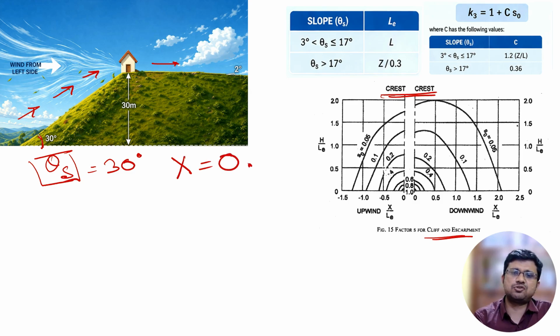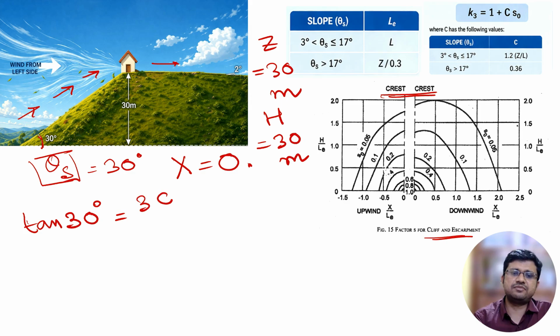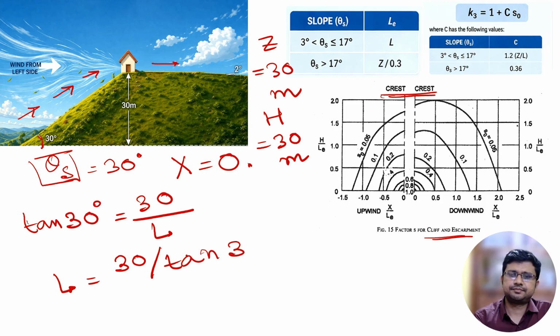And how much will Z be? Z will be 30 meter, the maximum height of the topographic feature. And H will also be 30 meter. Z and H both will be equal to 30 meter. So what will be our L? At that time we have to calculate like this: tan 30 degree equals 30 by L, or L equals 30 by tan 30 degree. In that way we can calculate the value of L.